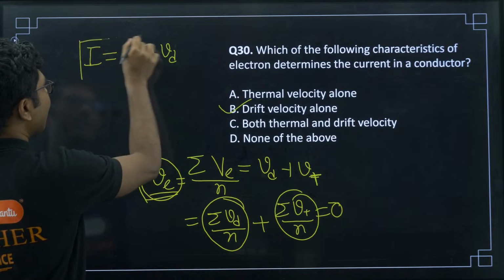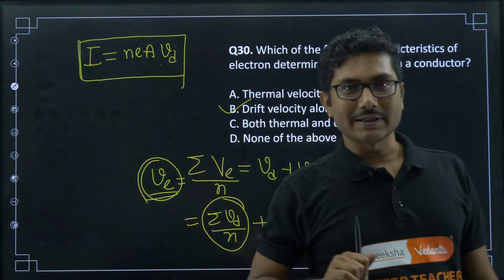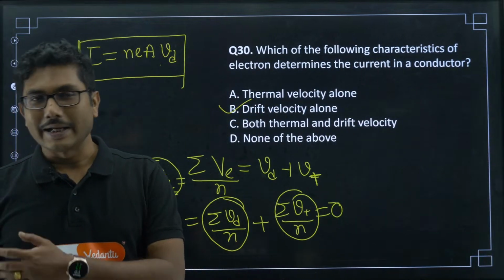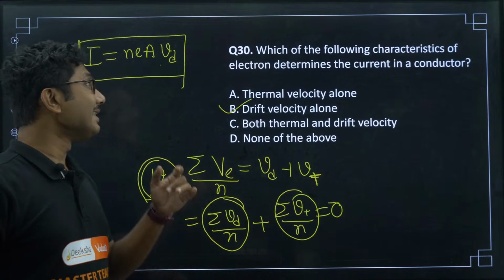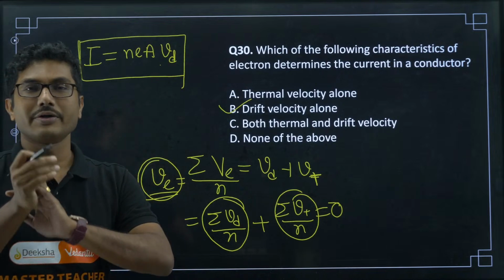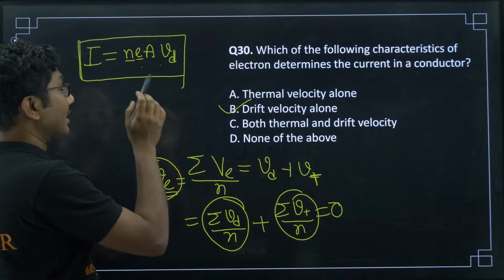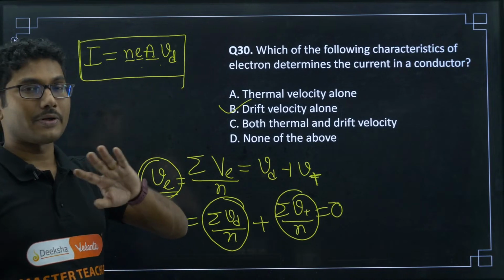Is there any thermal velocity term present here? There is no thermal velocity term present here. Yes, it might depend on relaxation time, but it is independent of thermal velocity. Current depends only on drift velocity. n is number density, e is the electron charge, A is area. So it does not depend on thermal velocity.